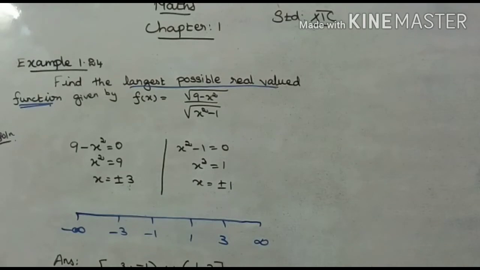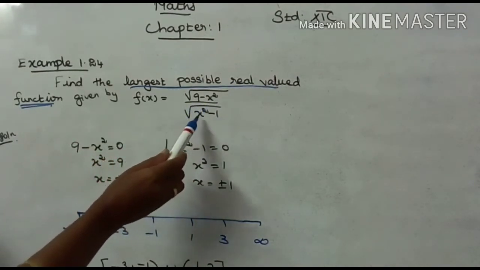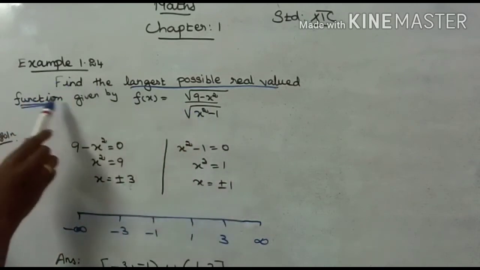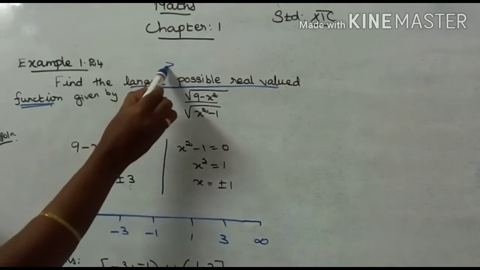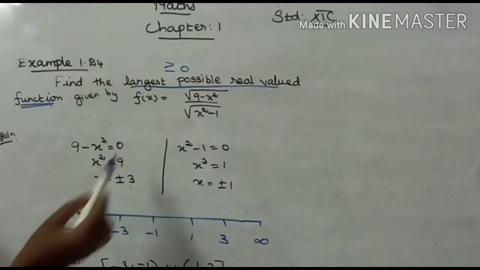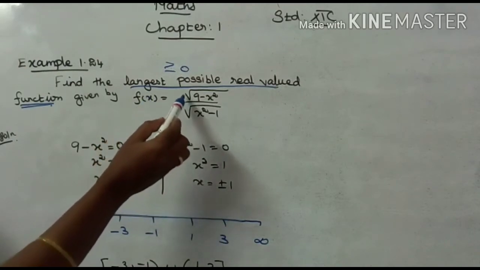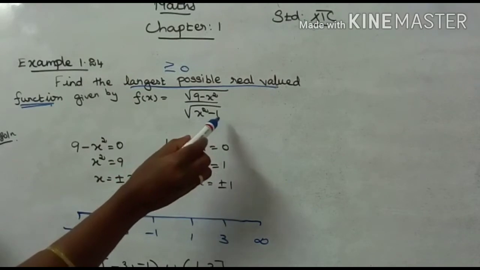Next question is example 1.24. Find the largest possible real valued domain of the function given by f of x equal to square root of 9 minus x square divided by square root of x square minus 1. Find the largest possible real valued domain, where the function is greater than or equal to 0. So f of x equals root of 9 minus x square by root of x square minus 1.